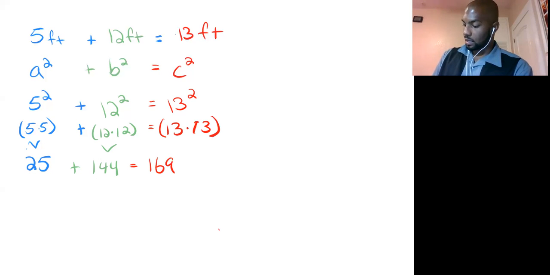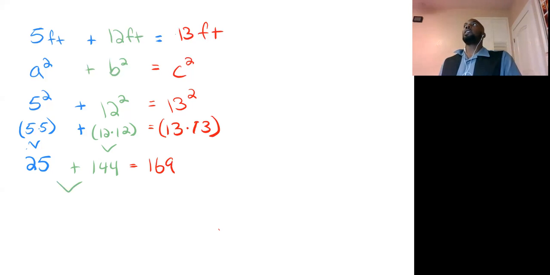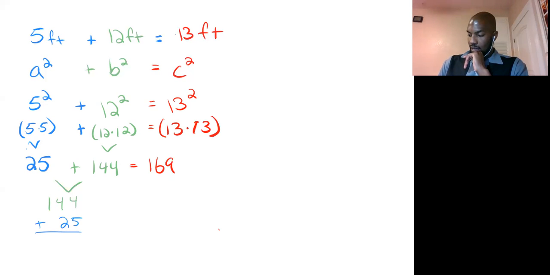Let me clean up this side over here. What is 25 plus 144? Well, 140 plus 25. 5 and 4 is 9. 4 and 2 is 6. 1 and 0 is 1. So 169, does that equal 169? Yes, it does. Hot dog and a biscuit.